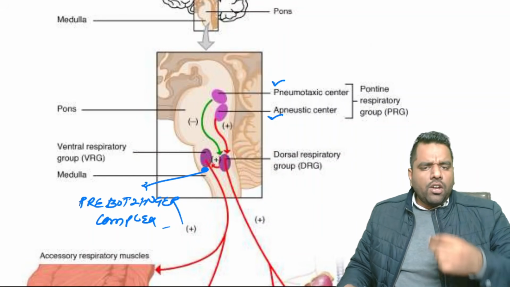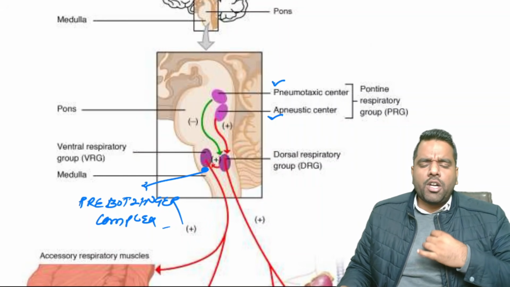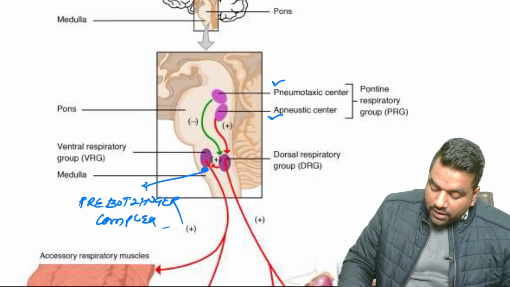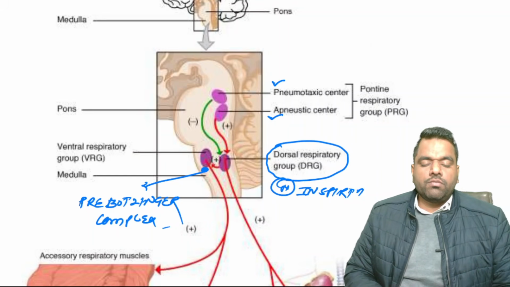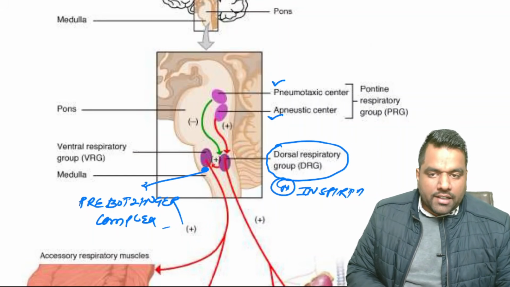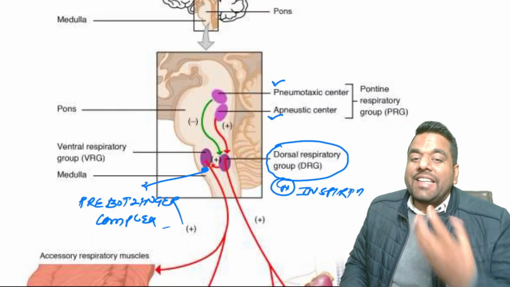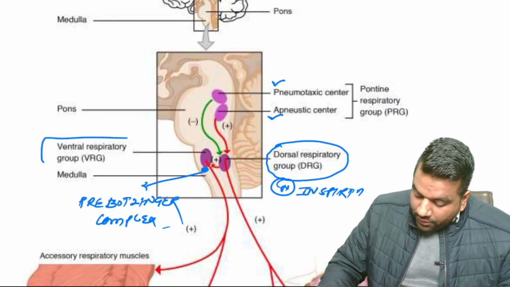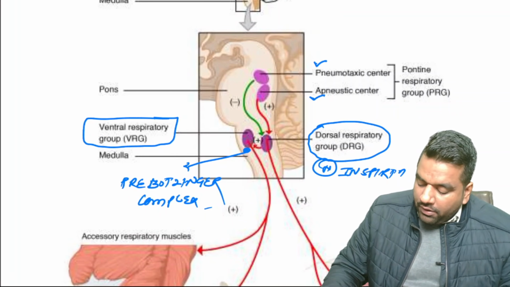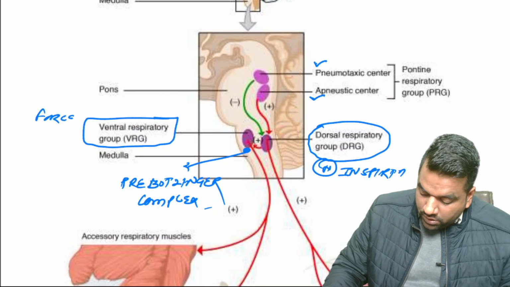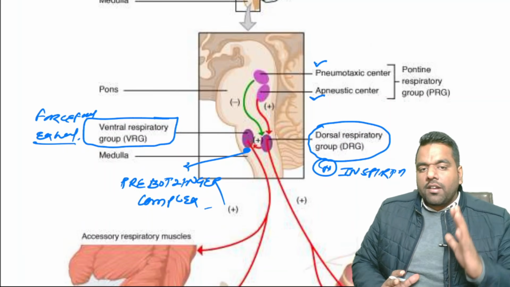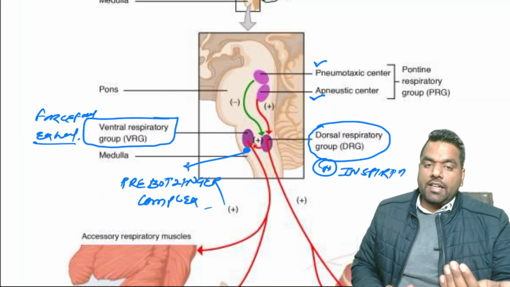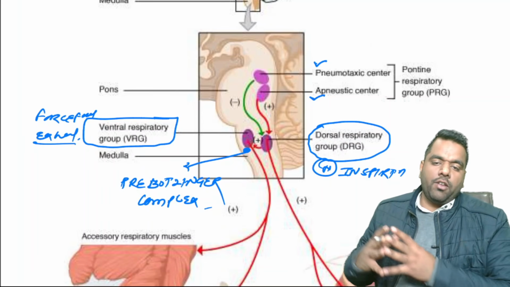Guys, please pay attention. The normal respiration which you are doing is done via the DRG. So this is the normal inspiration. Right now you have done your normal inspiration, this is due to the DRG. Now if you want to do a forceful exhalation, this is done via the VRG. Guys, normal exhalation is passive, but inspiration is active, and forceful exhalation is active, and this is done via the DRG and the VRG.